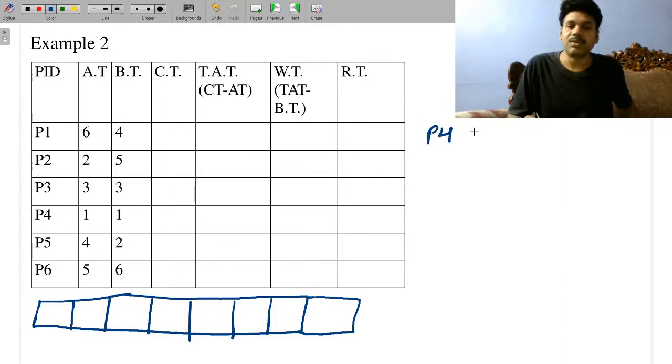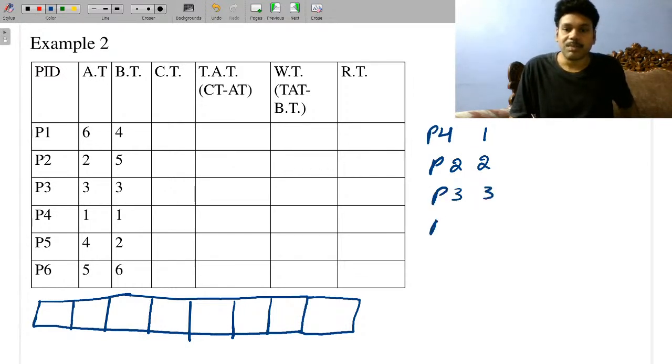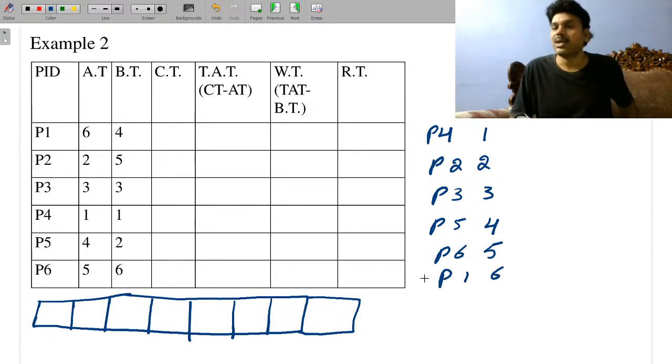First P4, its arrival time is 1. Next P2, its arrival time is 2. Next P3, its arrival time is 3. Next P5, its arrival time is 4. Next P6, its arrival time is 5. Next P1, its arrival time is 6.